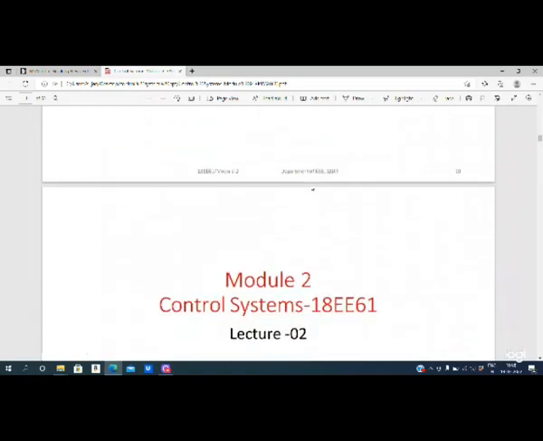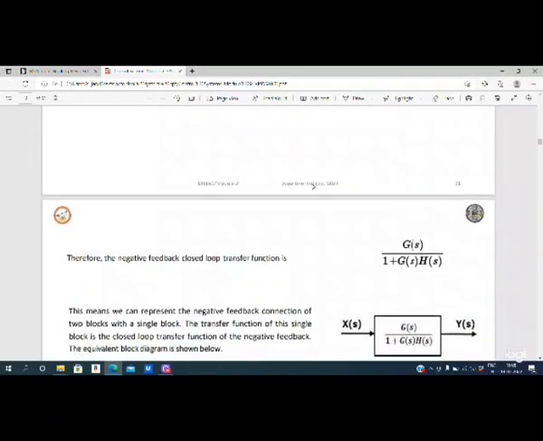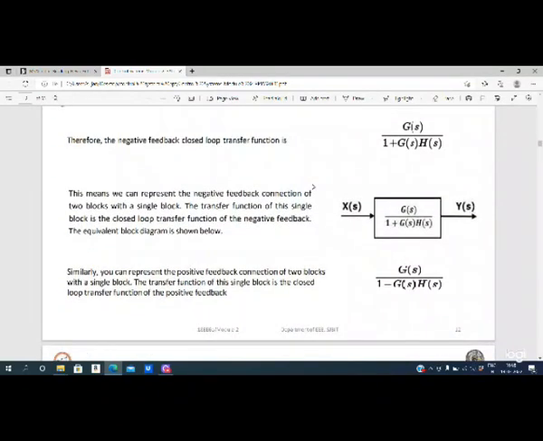So next we will be moving on to the reduction of block diagram technique. As I told, if you have any feedback network, you need to reduce it to a single block with the help of this formula, that is G of S divided by 1 plus G of S into H of S. Wherever you have a negative feedback, you are going to get a plus symbol here. Wherever you have positive feedback, you are going to get a negative symbol here. Like this, you need to convert any feedback system into a single block with the help of these two representations.